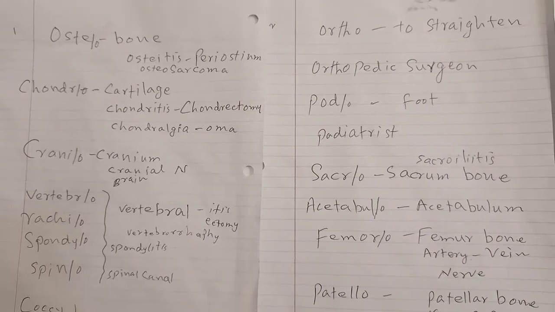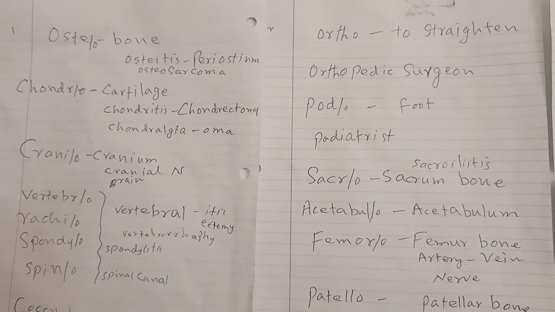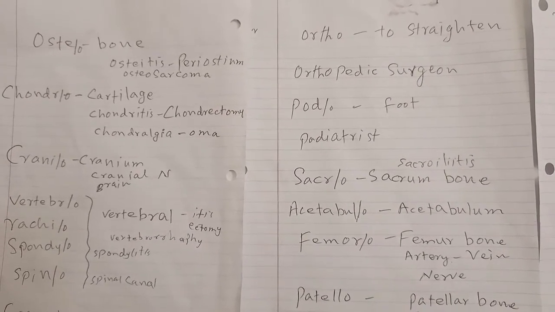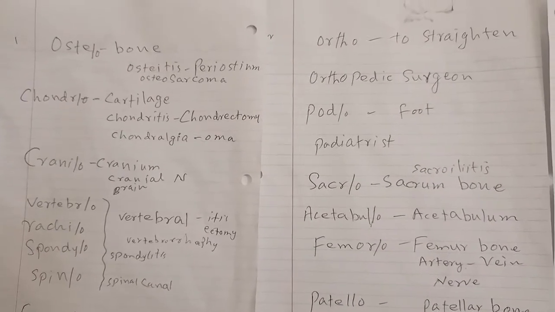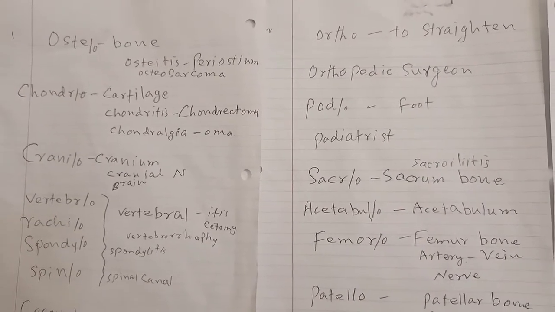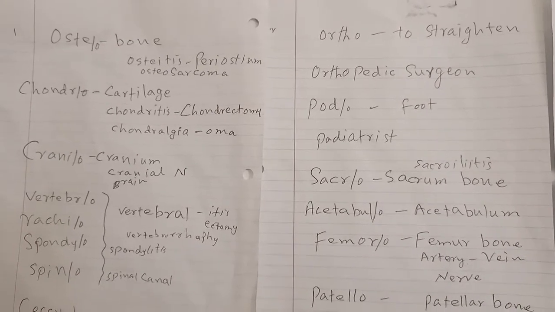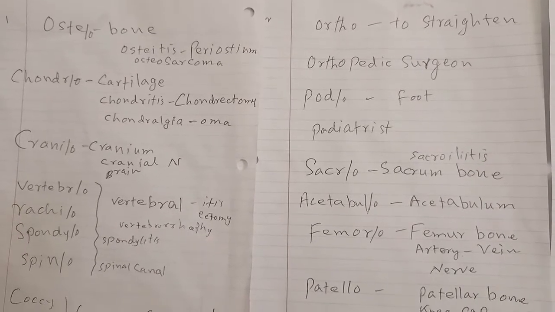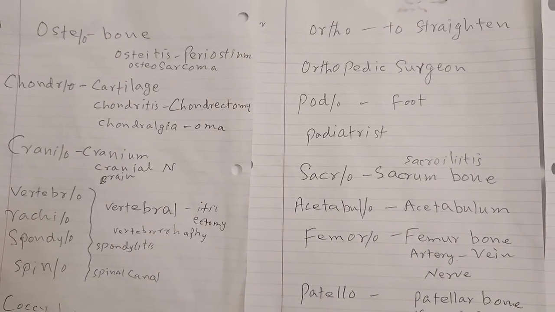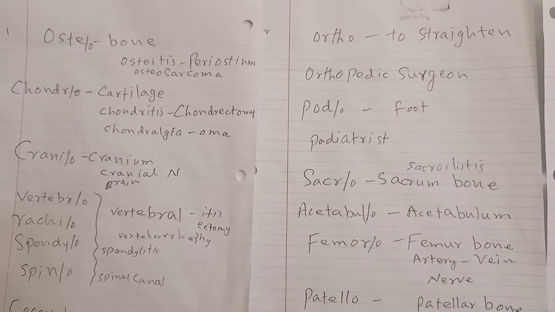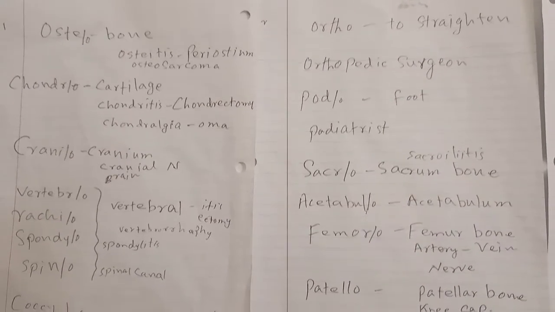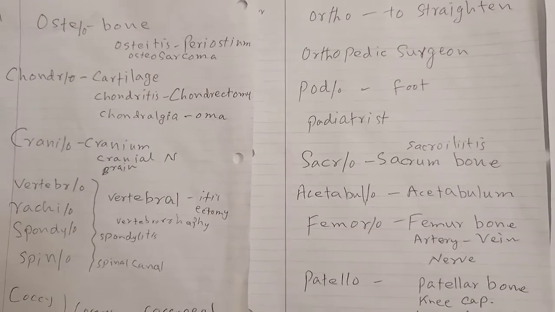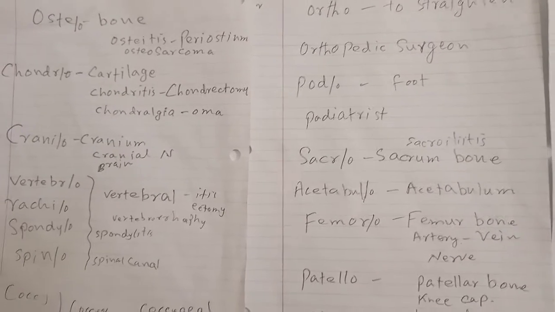Chondroma. Chondro is the word root, O is the vowel, so chondro is the combining form. Chondroma is a benign tumor of the cartilage. Chondr means cartilage. Chondritis, inflammation of the cartilage. And chondrectomy is surgical removal of the cartilage. Chondralgia, algia means pain, so it is pain in the cartilage.